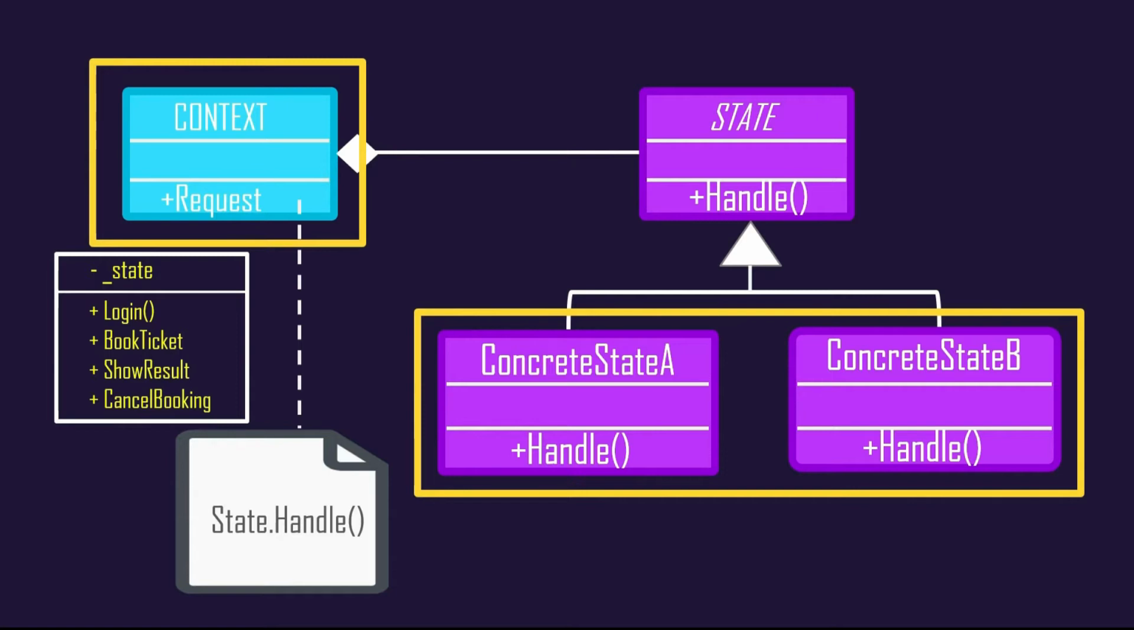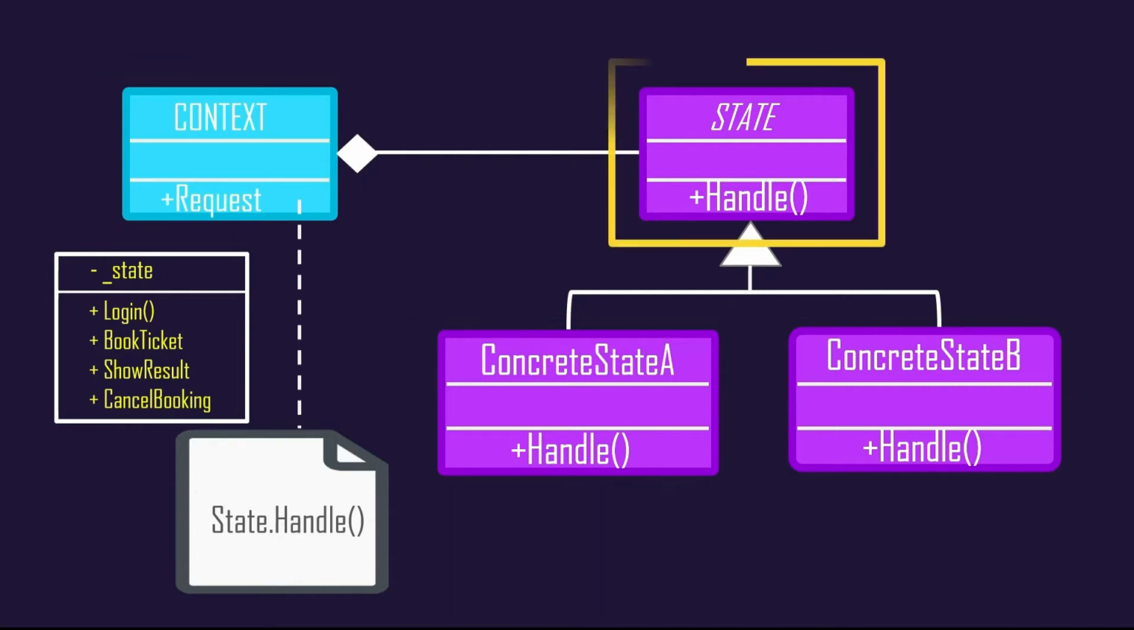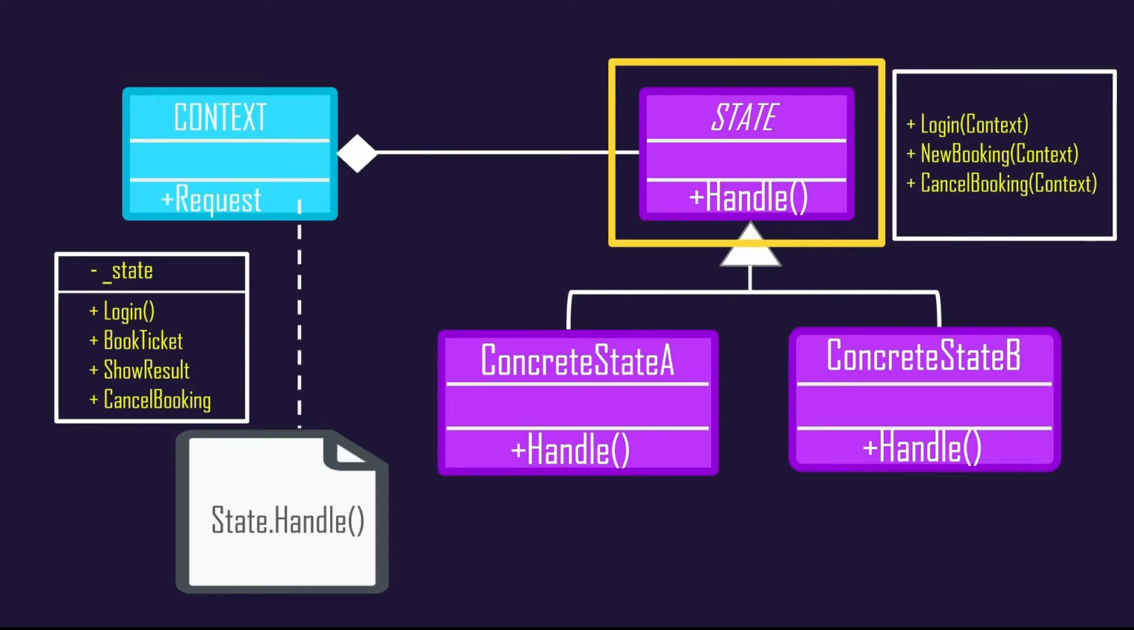Now, since context is the thing that can have states, we must have states as well, right? So, we have the second component called state. But the state should be either an abstract class or an interface, because we want to have multiple different states. It means the context has many different states like login, new booking, cancel booking, etc. All these methods receive the context object, as after performing the required behavior, it will call a method in the context to update the current state field in the context.